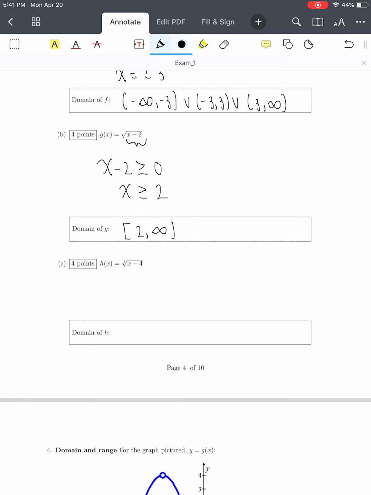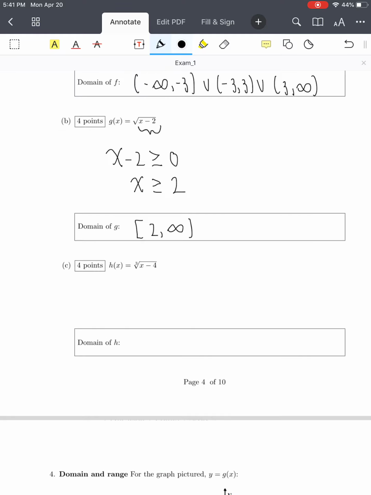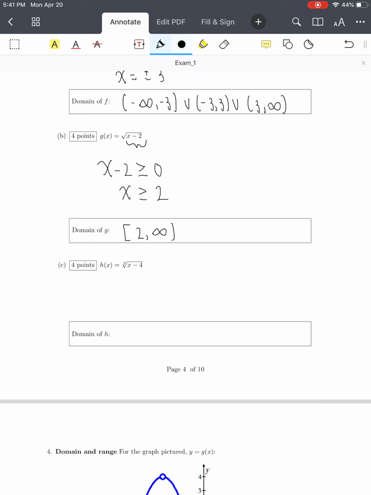And then here, it's the cubed root of x minus 4. So cubed root has no domain restrictions. Remember, the cubed root of x looks somewhat like this. This is the cubed root of x, where its domain is all real numbers. The square root of x, or even roots of x, have the domain restrictions. So for this one, we just say the domain is negative infinity to infinity.